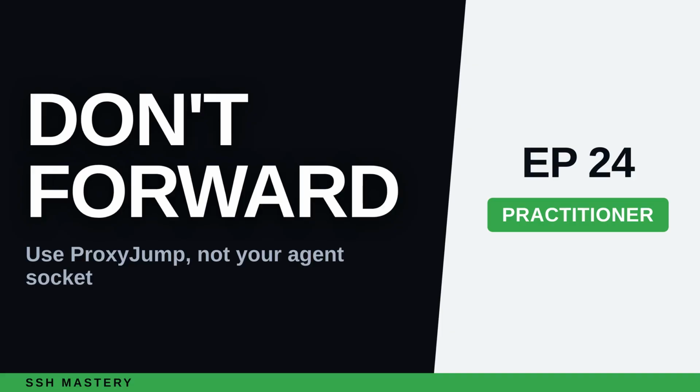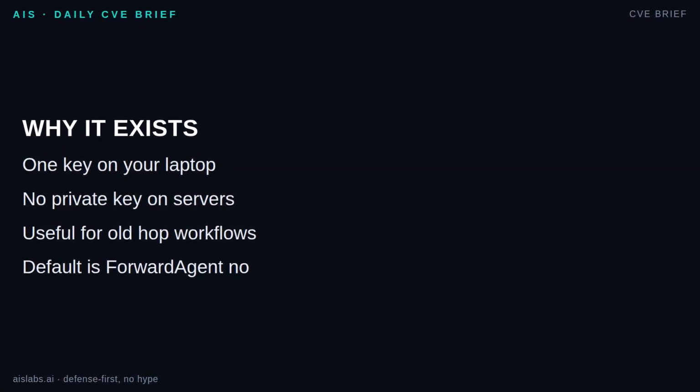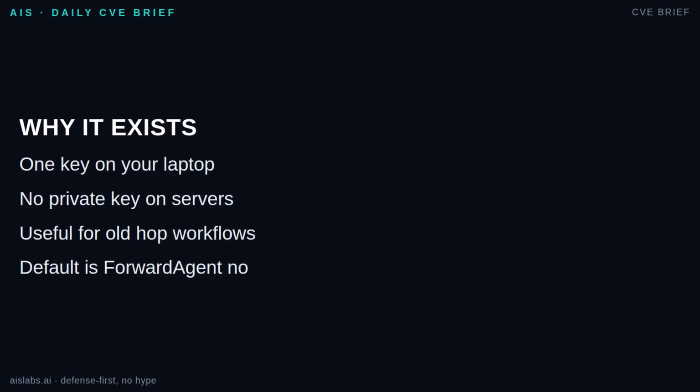That is the failure mode. Agent forwarding is convenient, but it turns the jump box into a place that can spend your credentials in real time. Agent forwarding exists for a reasonable reason. You keep your private key on your workstation, load it into ssh-agent, and avoid copying private keys onto servers.